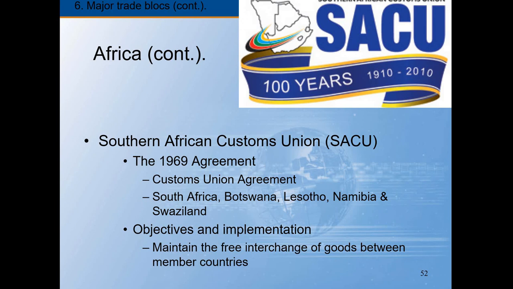We also have SACU, which is the Southern African Customs Union, which is a customs agreement between South Africa, Botswana, Lesotho, Namibia, and Swaziland, which basically allows for the free movement of goods between these member countries. So there are almost no import duties or restrictions on the movement of goods between these countries.